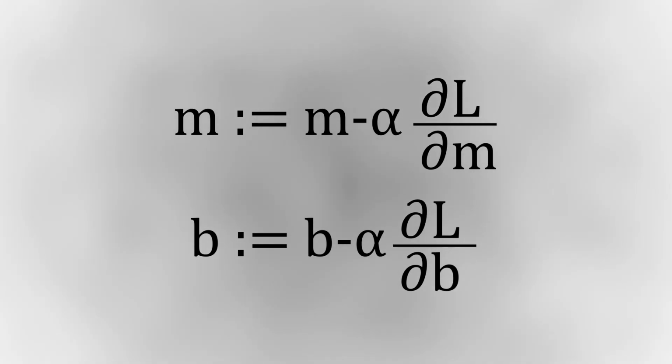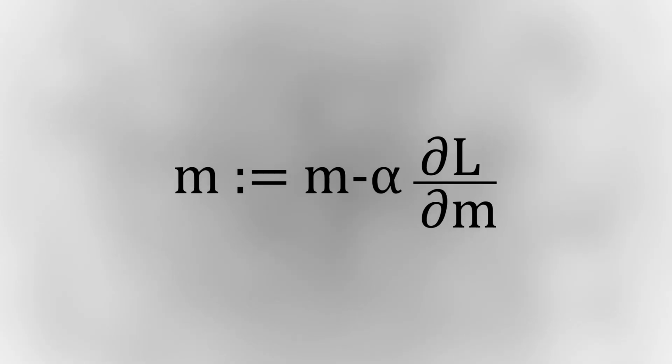Both are pretty much the same, so let's just break this one down, for example. So this is our current parameter, which we've initialized with a random value. This is the learning rate, which we'll get to in a bit. And this is the derivative of the loss function with respect to the slope. Let's dive a bit deeper into this term and see what's going on.